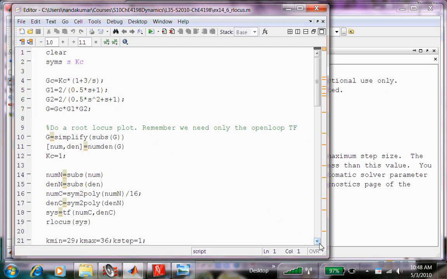Okay. So this is the script that is going to construct the open loop transfer function within MATLAB using the symbolic toolbox, and then plot the root locus for a particular value of Kc. I'm going to set a breakpoint, and can everybody read that from the back? Take a minute and go through it and ask me questions if there is any part that is not clear to you.